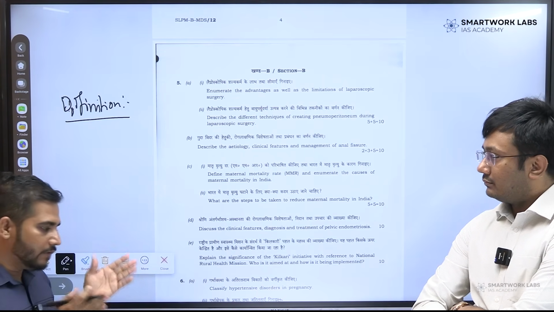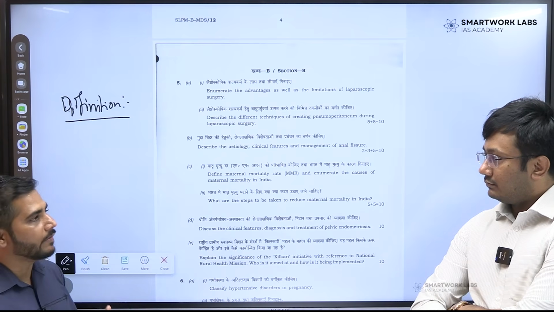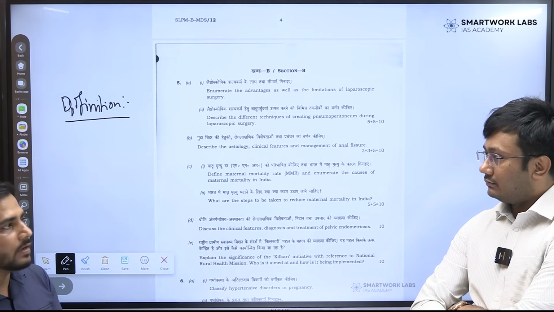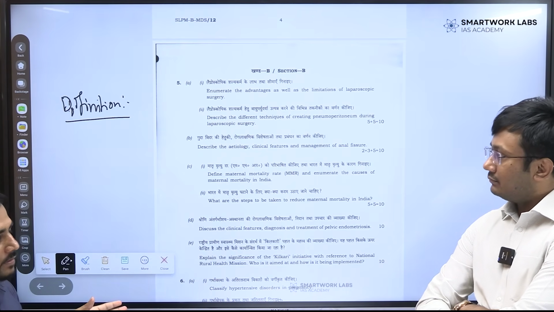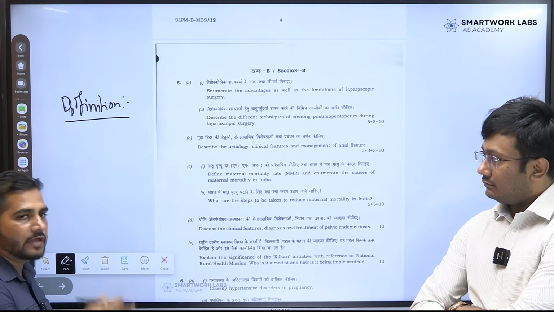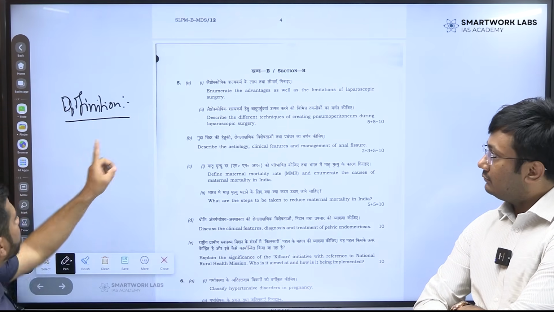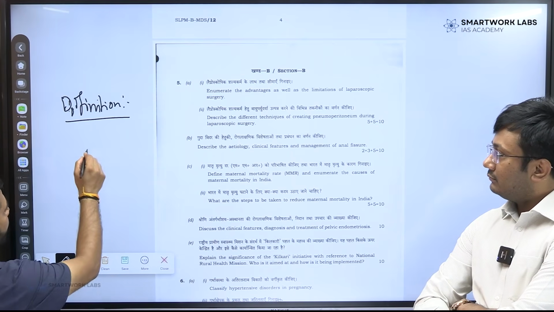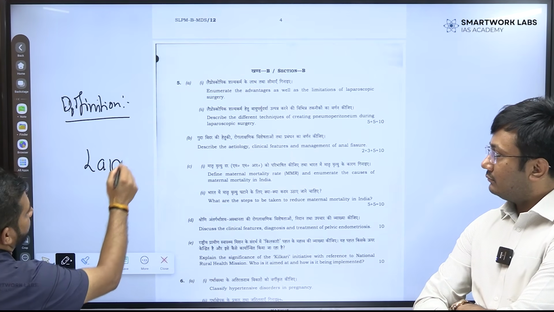But when you are giving the advantage or disadvantage of any new technique, you have to compare it with the previous technique. And you also give the significance of the previous as well as the new technique. So now we write the definition. It is a laparoscopic surgery.